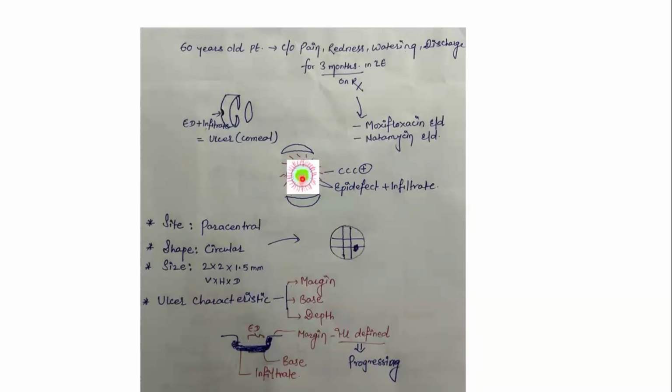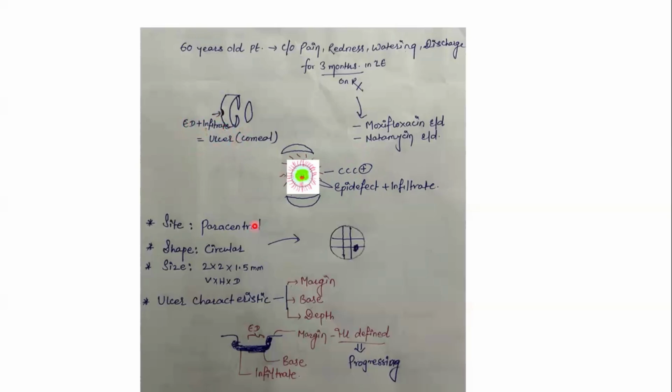Basically there are two types of congestion which you can see. The first one is the circumciliary congestion and the other is the palpebral or diffuse congestion. The palpebral or diffuse congestion always starts from the palpebral side, or if there is inflammation present in the conjunctiva, then the palpebral and diffuse congestion will be there. However, in cases of corneal ulcer, you will always see congestion which starts from the limbal area, and that is called circumciliary congestion. So for saying corneal ulcer, there should be two things present in the cornea: one is the epithelial defect and another is the infiltrate.